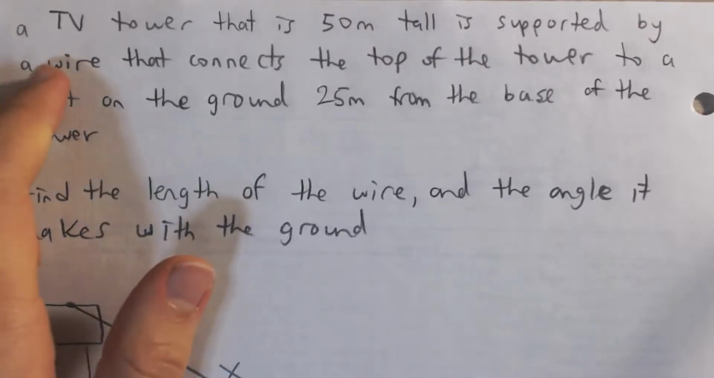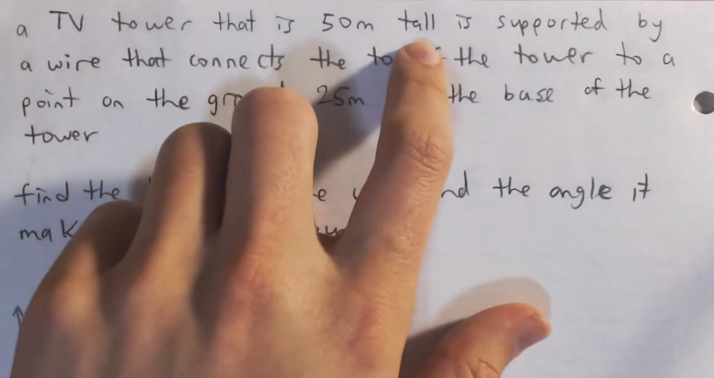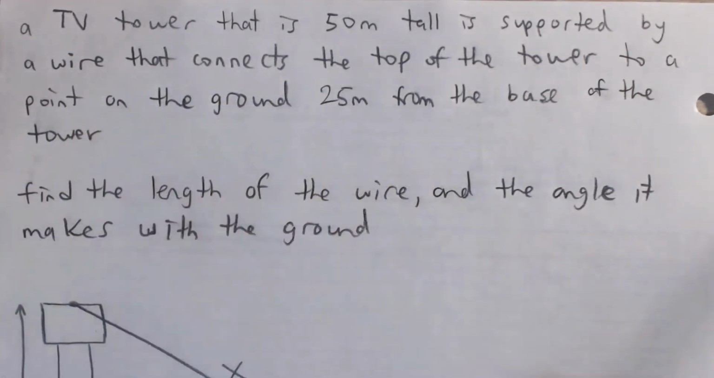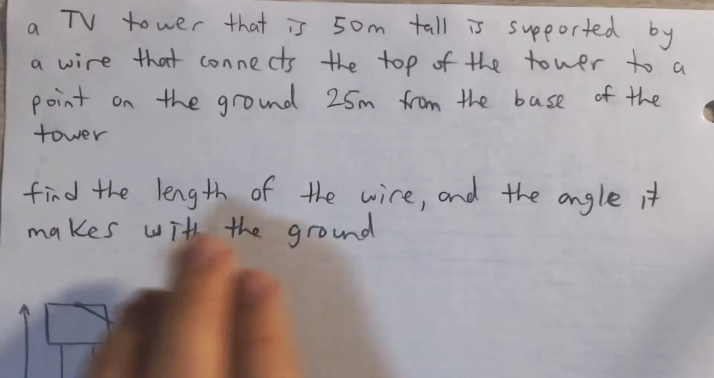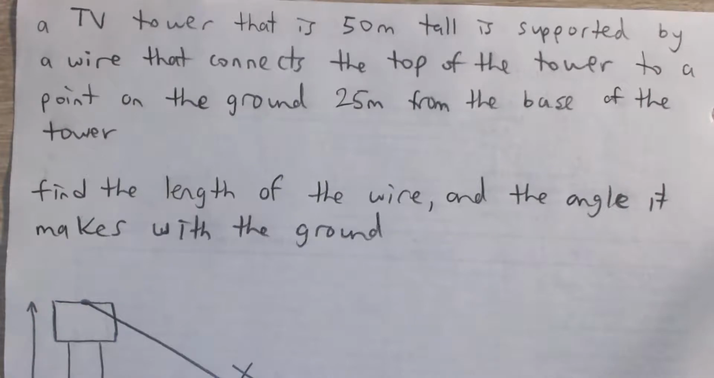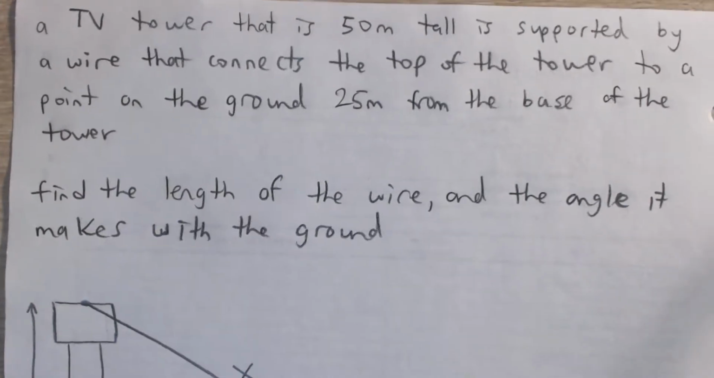Okay, so here we have a TV tower that is 50 meters tall, supported by a wire that connects the top of the tower to a point on the ground 25 meters from the base of the tower. And what we have to do is find the length of this wire and the angle that it makes with the ground. So here I just draw a quick diagram of what's going on.